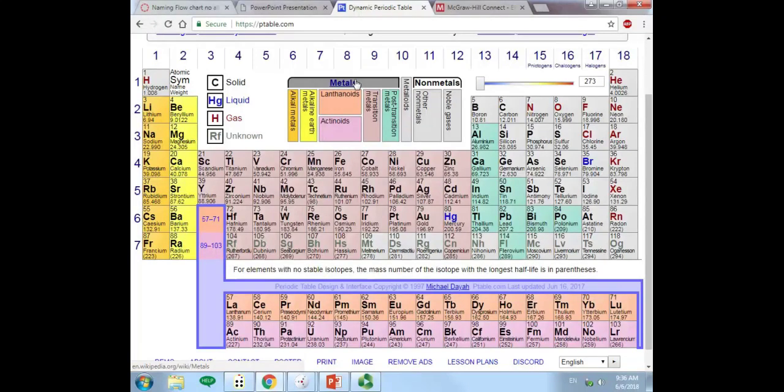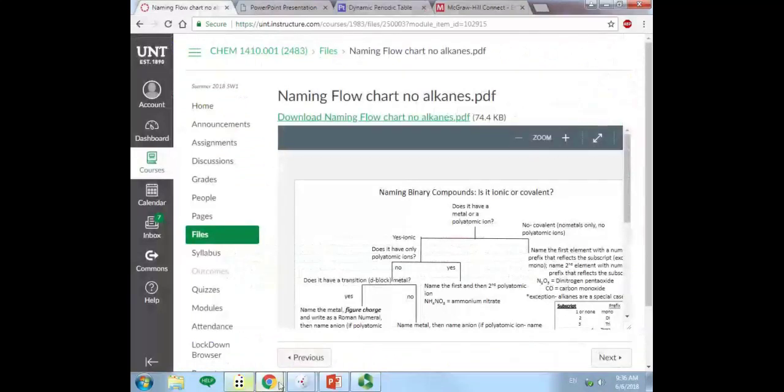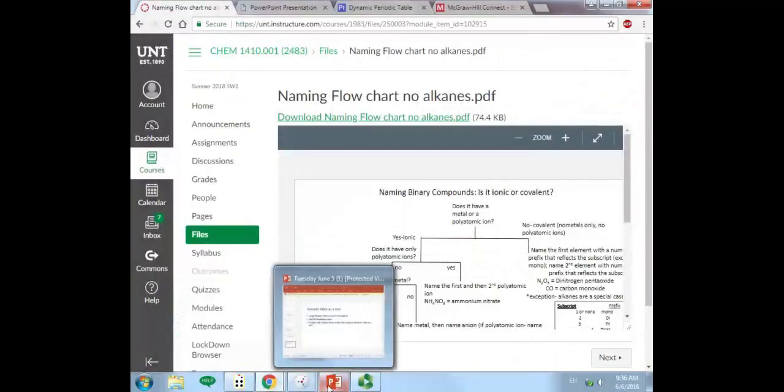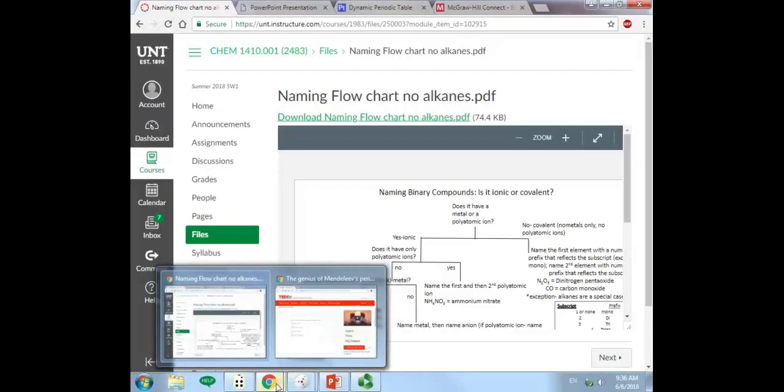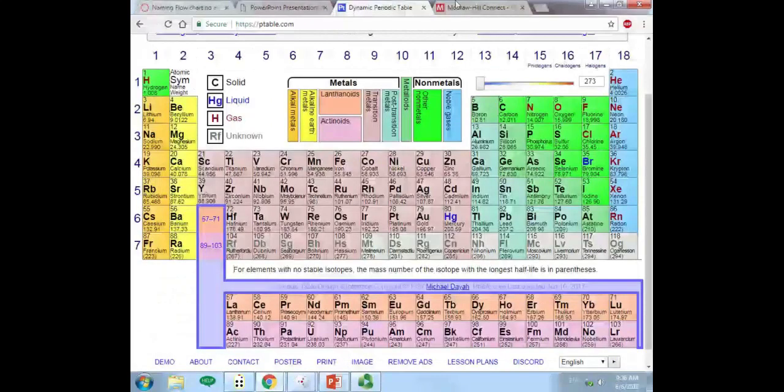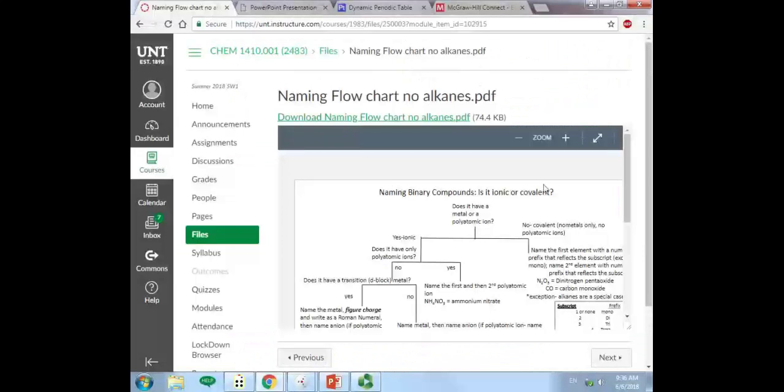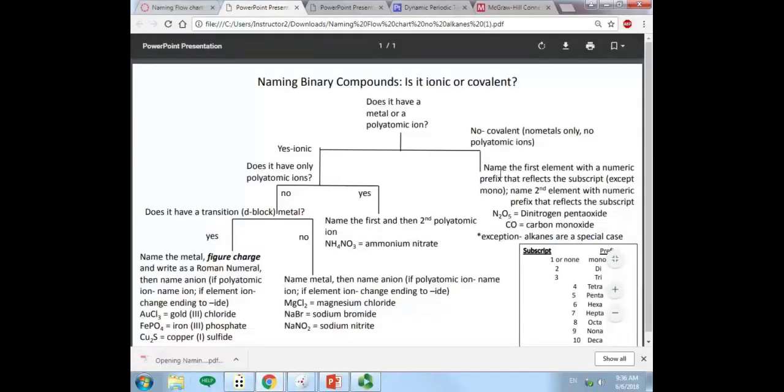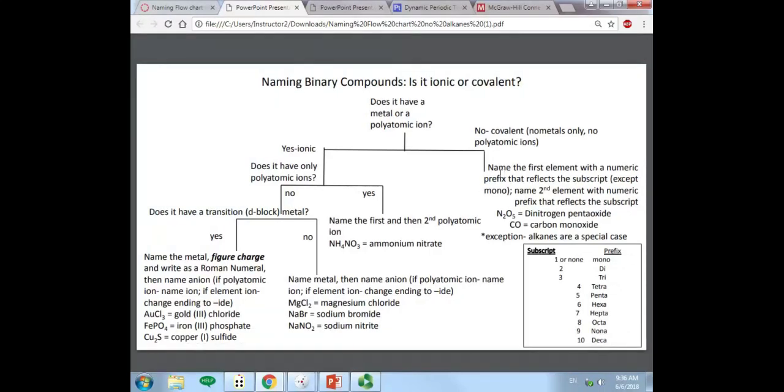If it doesn't... where did it go? Oh, I made it go away. PowerPoint, there it is. Okay, if it has a metal or a polyatomic ion, if it has a metal or more than 2 elements, it's an ionic compound.